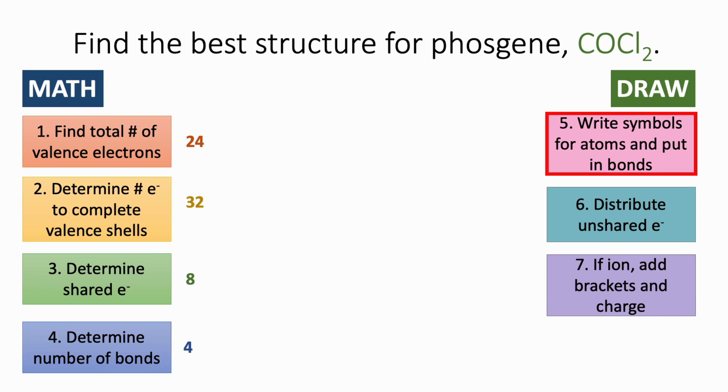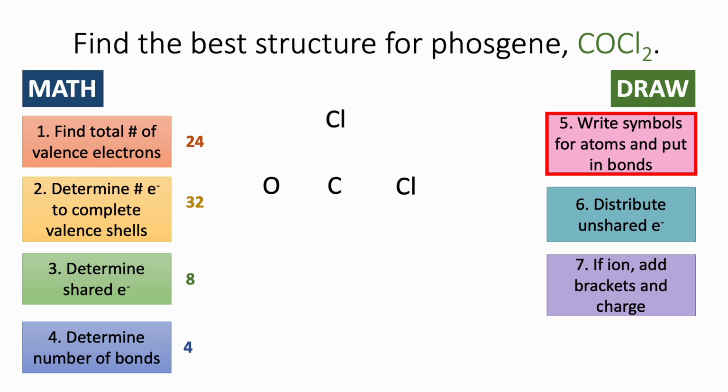So now we're on to the drawing phase. So we're going to write the symbols for the atoms and put in bonds. Now you'll remember in the last video when we were talking about which atom is going to be in the center, it's always going to be the least electronegative atom. And in this case, that is carbon. So let's throw carbon in the center and let's throw our other atoms around it.